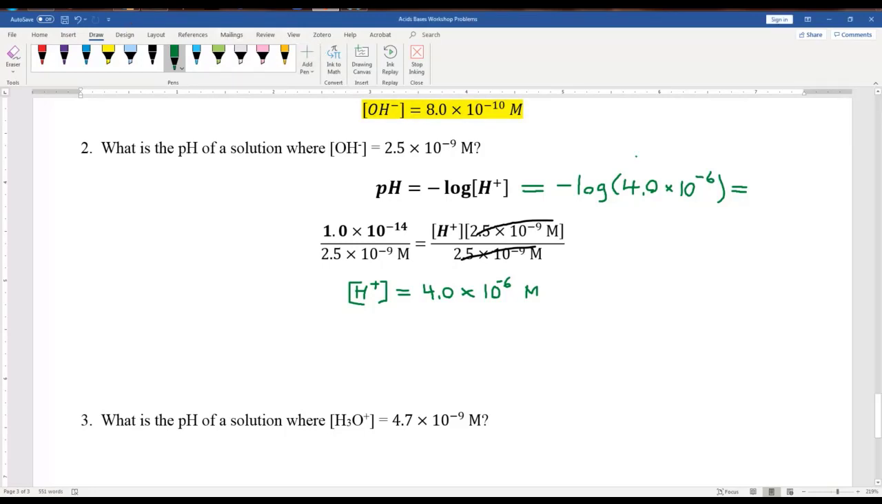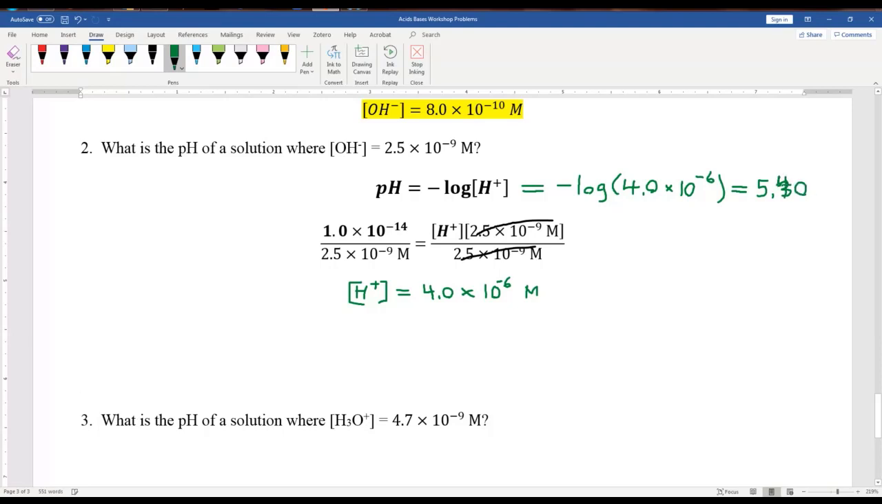Oh, I see. Okay, 4. Oh, sorry. 4.0 e negative 6. That's 4.0, second function e, negative, minus 6. Okay, got you. 5.3979. Well, 5.397, so 5.40.